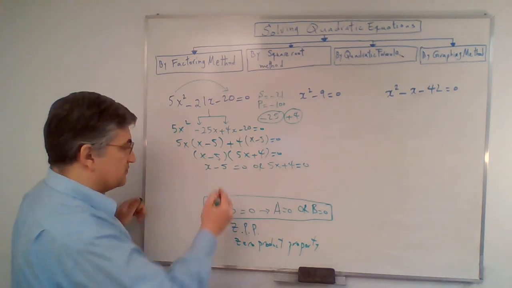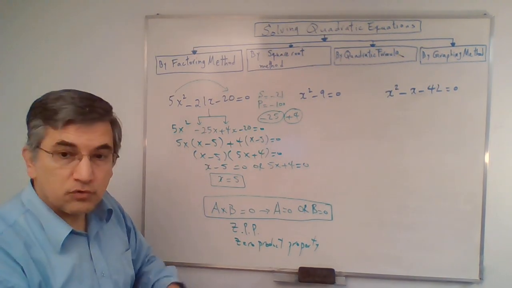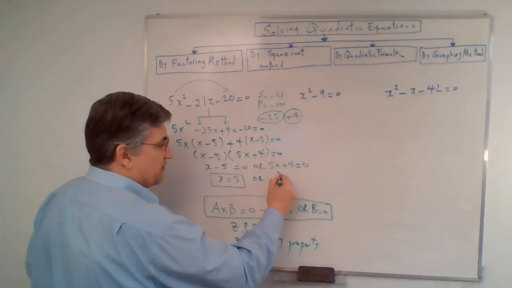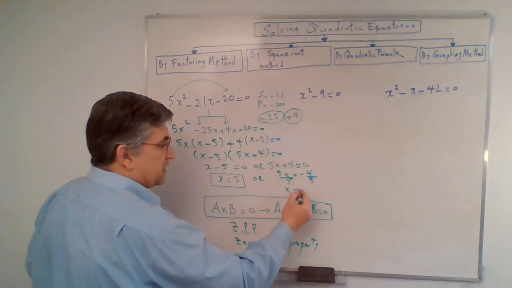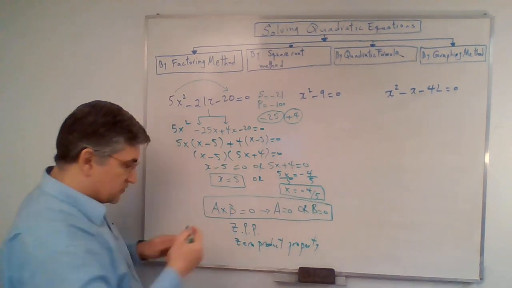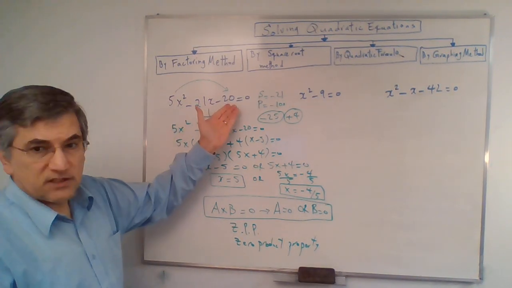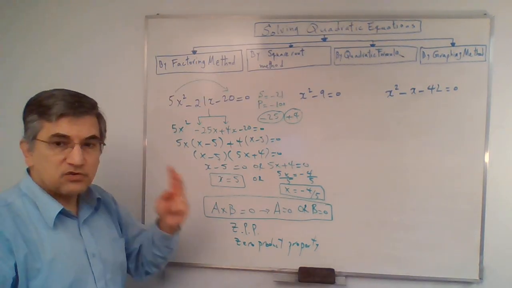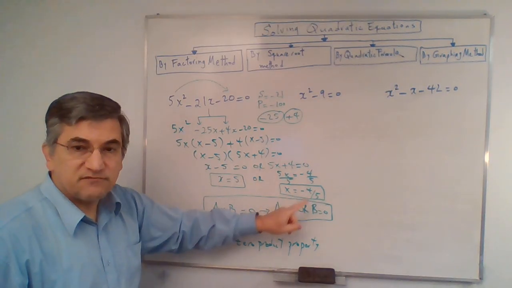If x minus 5 is 0, then we are getting x equals 5 as one of the roots or solutions to this quadratic equation. Or if that's not the case, then we have 5x equals negative 4. Dividing both sides by 5, we get x equals negative 4 over 5 as the other solution to this quadratic equation. So the quadratic equation given at the top, 5x squared minus 21x minus 20 equals 0, has two roots or solutions. One is x equals 5, the other one is x equals negative 4 over 5.